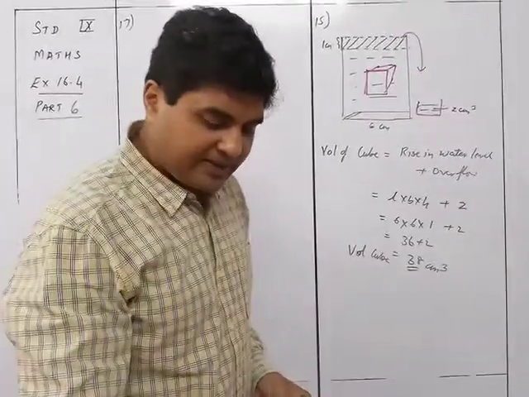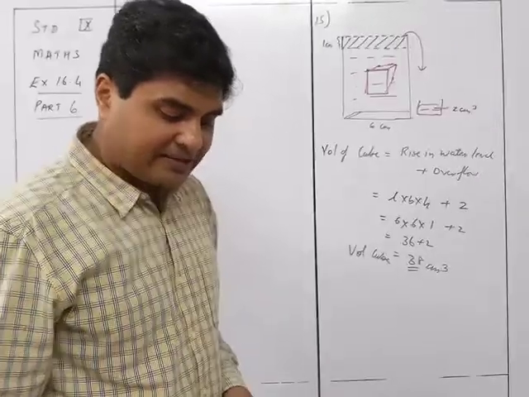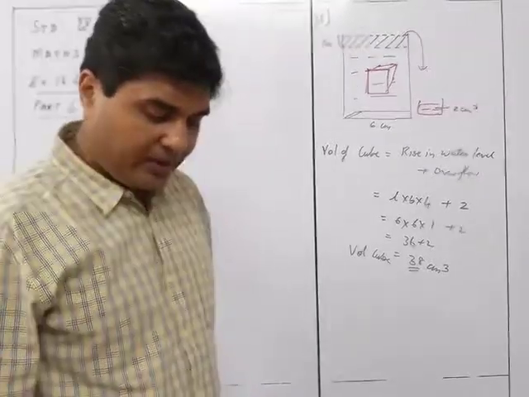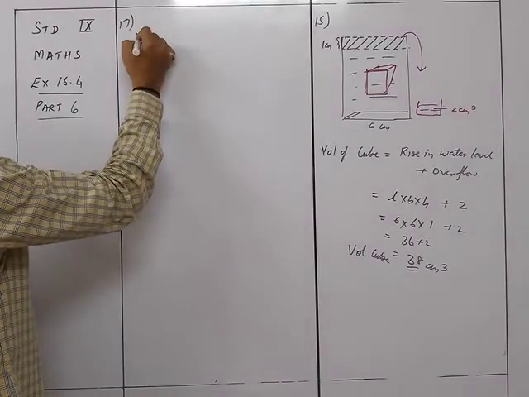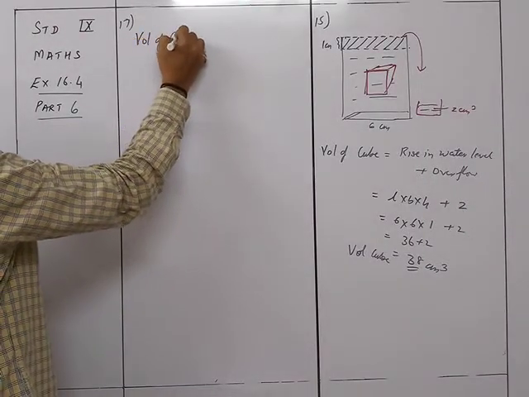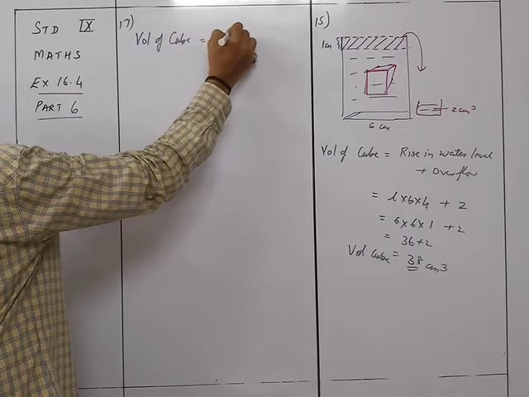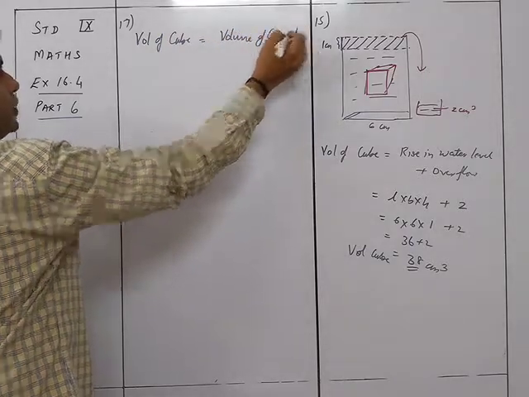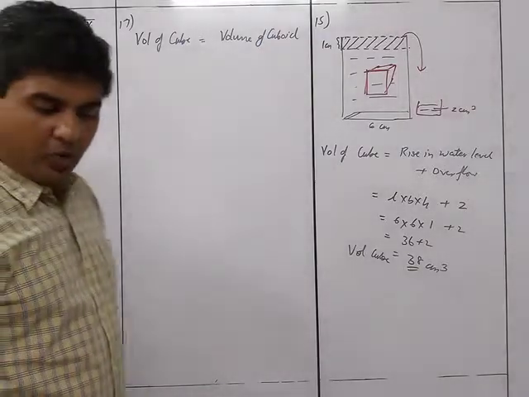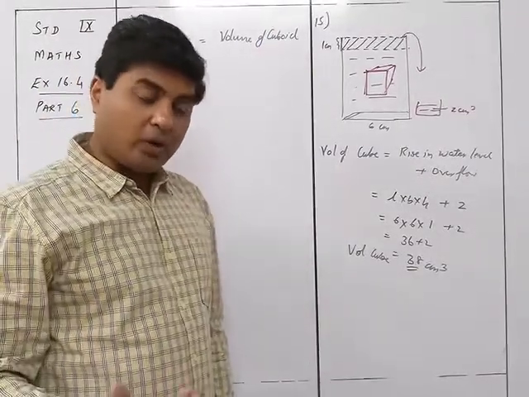A cube of metal with a 6 centimeter edge is melted and cast into a cuboid of base 9 by 8. Find the height of the cuboid. So we can see over here that the volume of the cube is equal to the volume of the cuboid, because the cube is being recast into a cuboid. That's why the volume of the cube is equal to the volume of the cuboid.